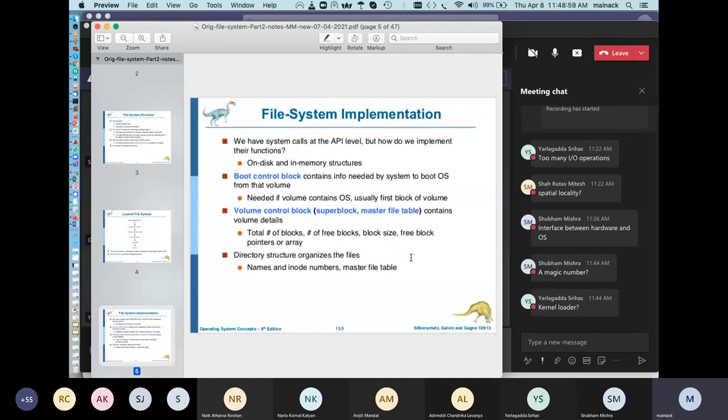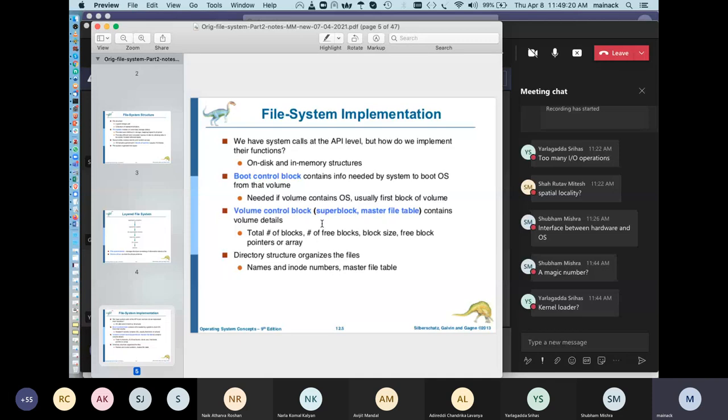And my file system will write, with the help of the basic file system and device driver, in those free blocks. If the volume control block or superblock is corrupted, then you don't really know information about your file system, and you often say the file system itself is corrupted.